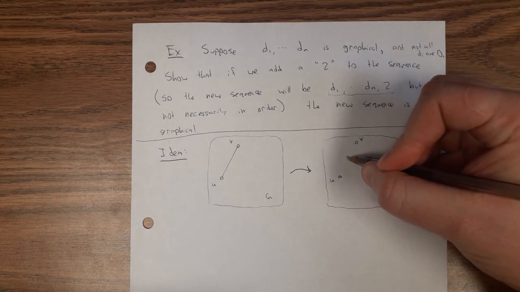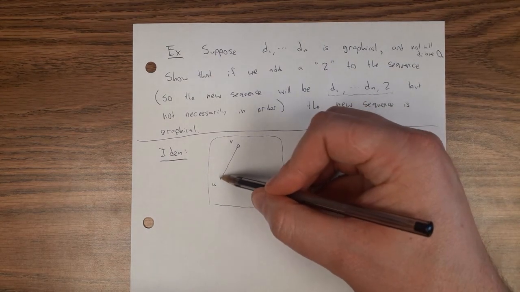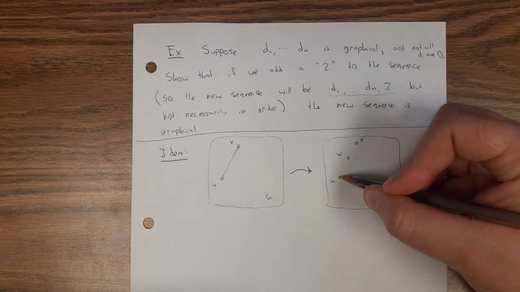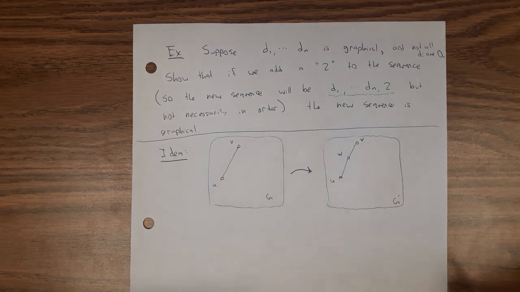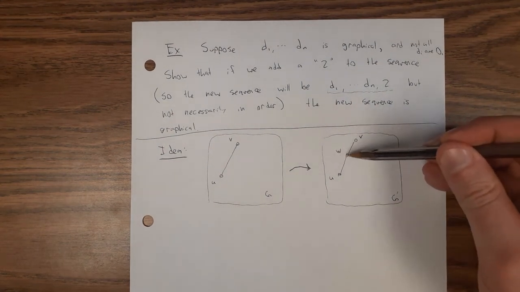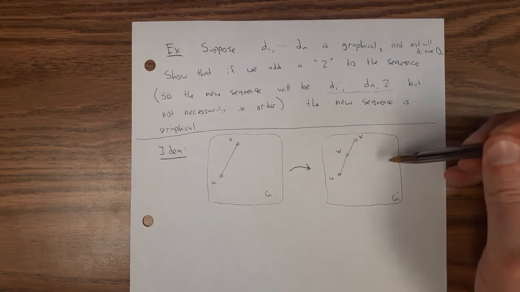My new vertex is going to be called, say, W. And I'm not going to have any edge from U to V anymore. Instead, I'm going to have an edge from U to W and W to V. So the new vertex, W, does have degree 2. I'm not going to make it adjacent to any other vertices.